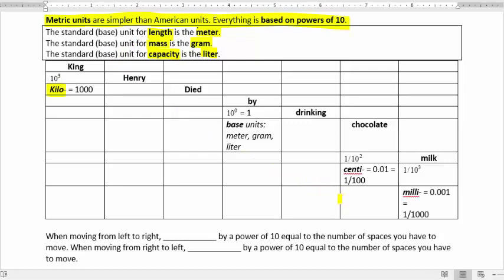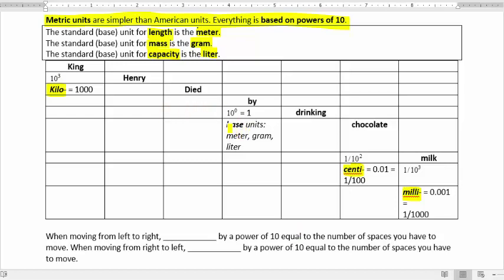The other two that we're going to have you memorize, of course, are going to be the centi prefix, which stands for 1/100th, and the milli prefix, which stands for 1/1000th. So a centimeter is 1/100th of a meter. A milligram is 1/1000th of a gram, so on and so forth.